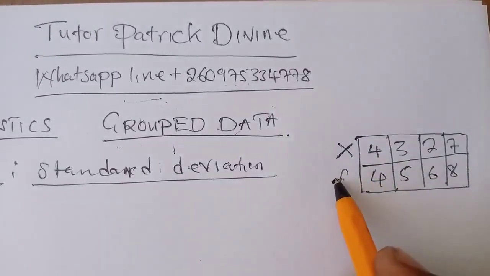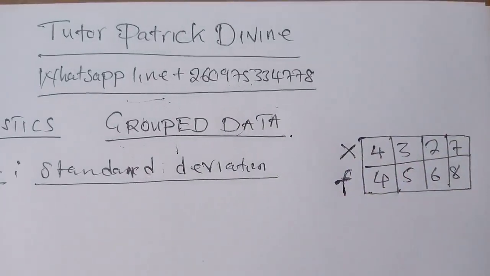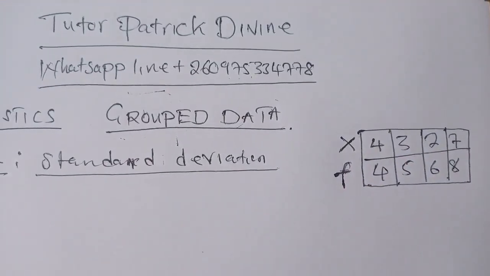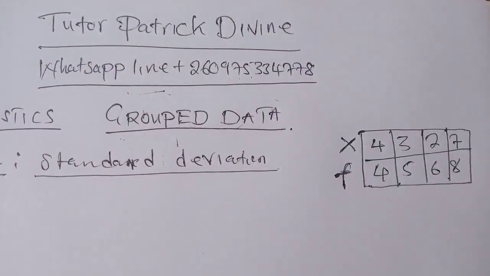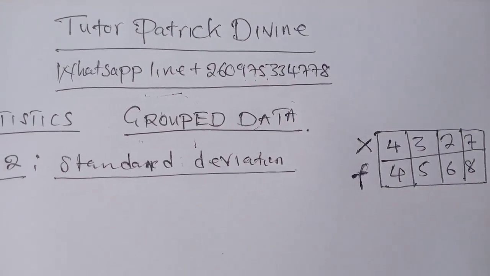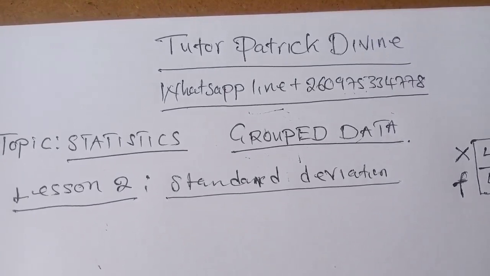So this is how ungrouped data looks like. It is not grouped. But today we are looking at grouped data, so I want you to know also how grouped data looks like. This is what we are doing today. The formulas are just one and the same.